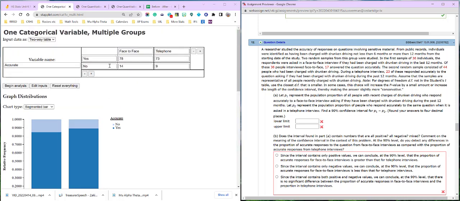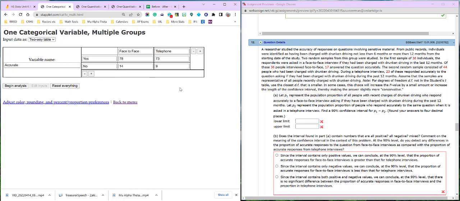And this time, we'll edit our inputs. A researcher studied the accuracy of responses on questions involving sensitive material from public records. Individuals were identified as having been charged with drunk driving not less than 6 months or more than 12 months from the starting date of the study. Two random samples from this group were studied.